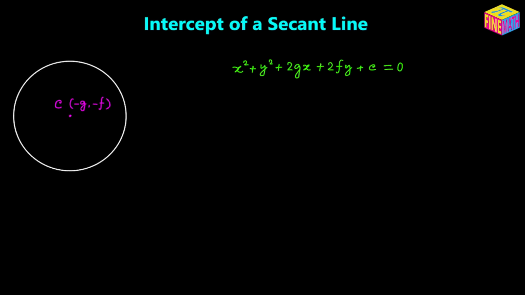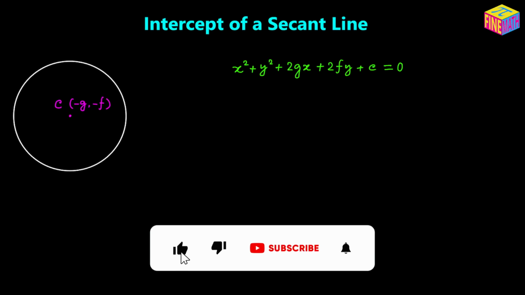Hi everyone, in this video we are going to discuss how to calculate the length of intercept of a secant line on a circle. Let's suppose we have a circle like this whose equation is x squared plus y squared plus 2gx plus 2fy plus c equals 0. That's the general form of the equation of a circle. And in that case the center of the circle would be at negative g comma negative f.